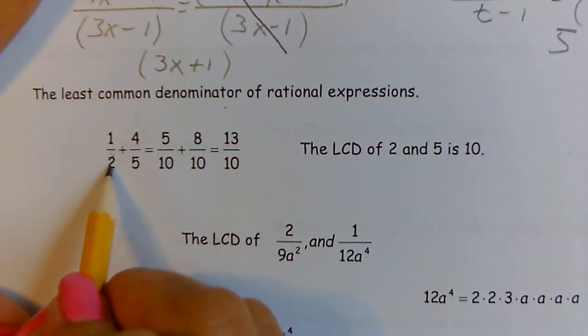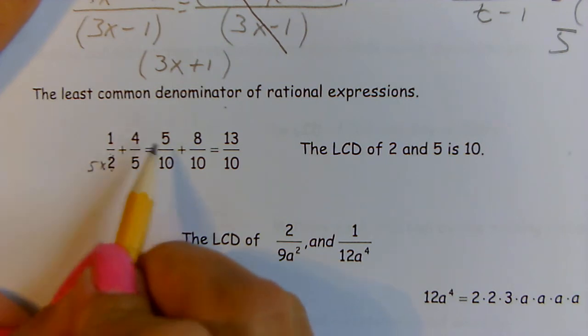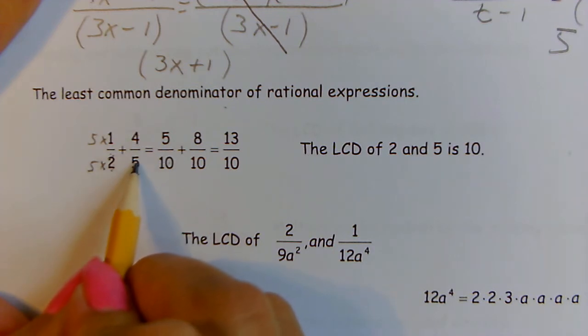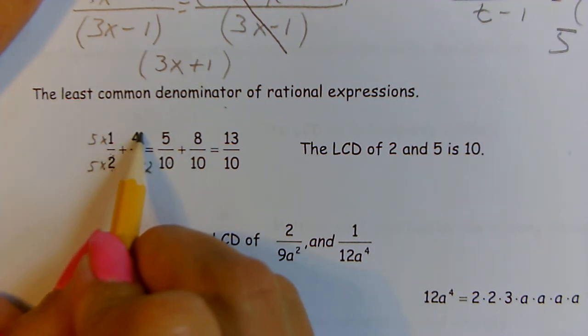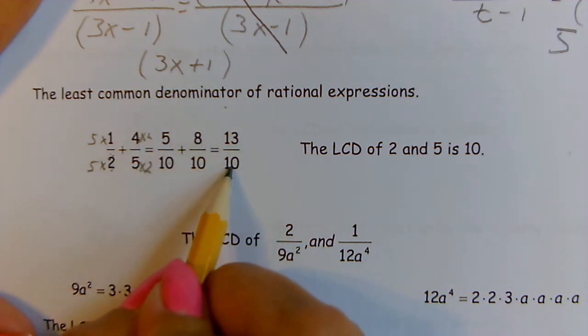So there's 2 times 5 gets me 10. So I do the same to the numerator, 5/10. 5 times 2 gets me 10, so I do the same to the numerator to get the 8. Then I add the top, keep the bottom, simplify if I need to.